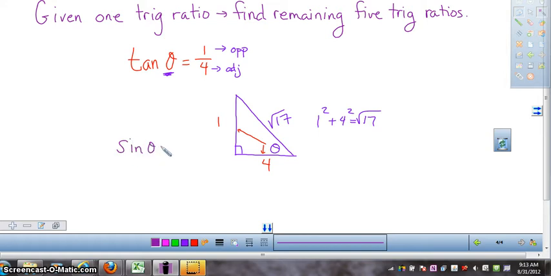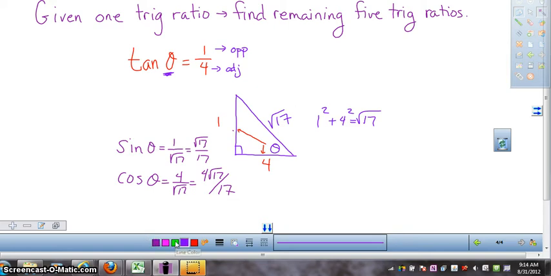Sine of theta. Opposite over hypotenuse. 1 over the square root of 17. Square root of 17 over 17. The cosine of theta. Adjacent over hypotenuse. 4 over the square root of 17. 4 square root of 17 over 17. Tangent we already know.